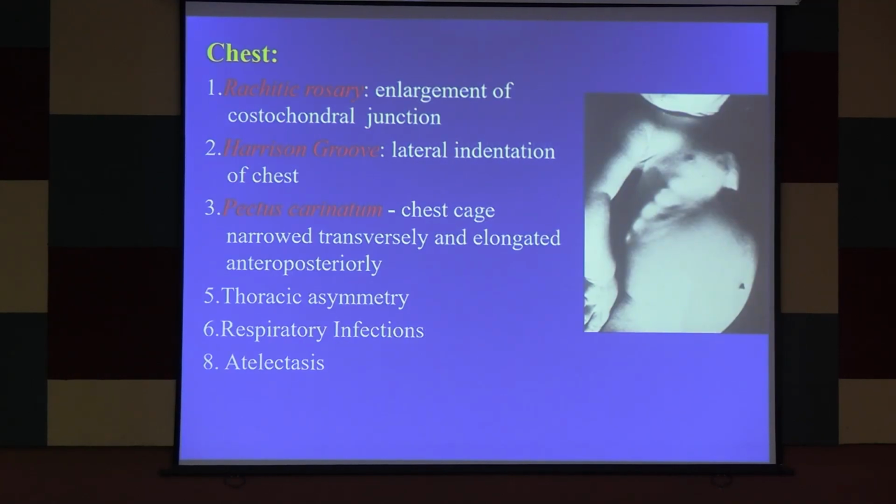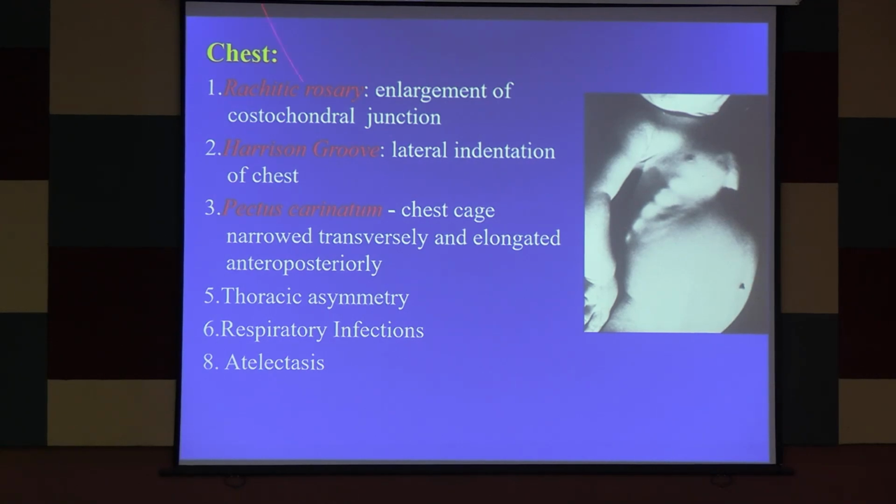Other more important findings, you get rachitic rosary. What is this? We have the costochondral junction. In the same pathophysiology, this costochondral junction is a growing part. So you get rounded beads at the costochondral junction. It will appear as a string of beads, a string of rosary. So it is called rachitic rosary.